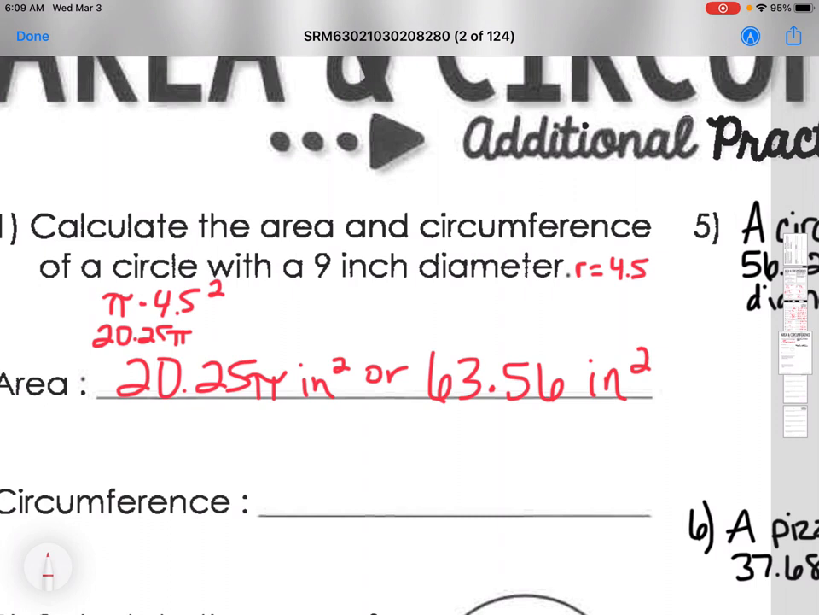For circumference, I already have my diameter, so it's just 9 pi inches, or 28.26 inches.